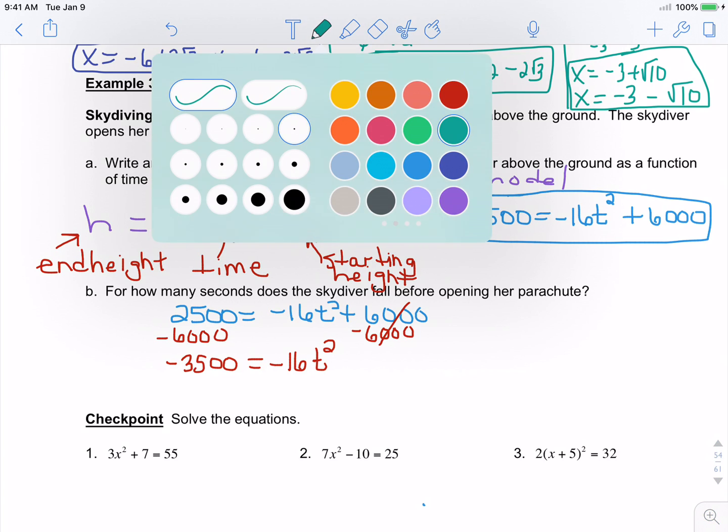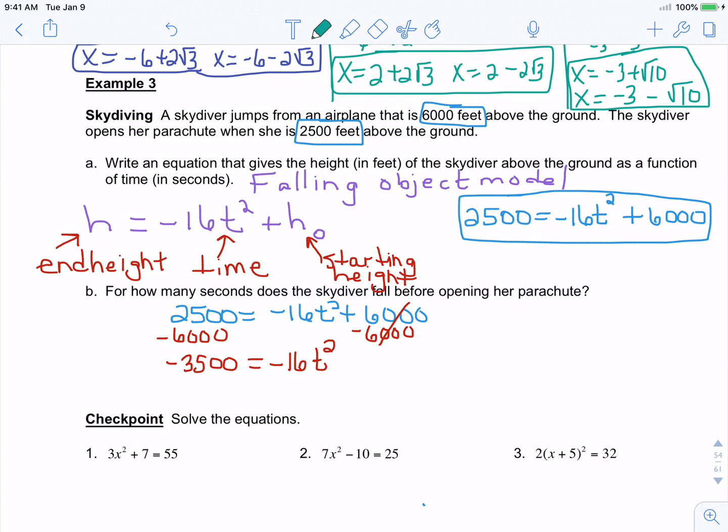The next step, we have to still get t by itself, and there's a number in front that we need to divide by. So divide by negative 16. So the negative 16 cancels. That gets t squared by itself. In your calculator, you're going to take negative 3,500 divided by negative 16. And it's okay that it's a decimal this time. It's a word problem, so we're going to make it a decimal instead of keeping it exact.